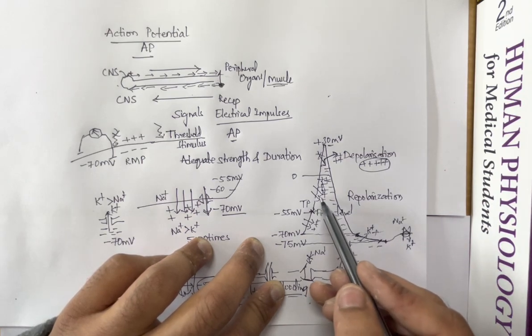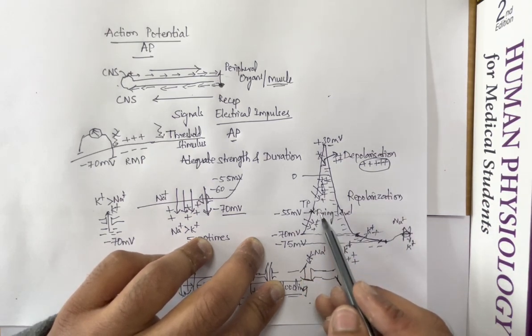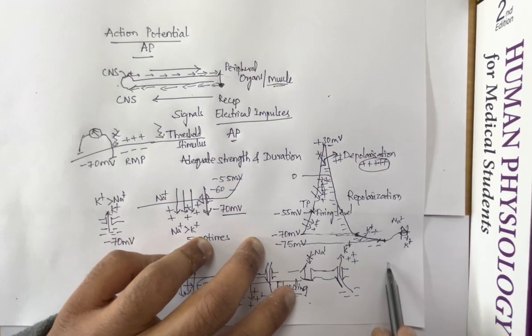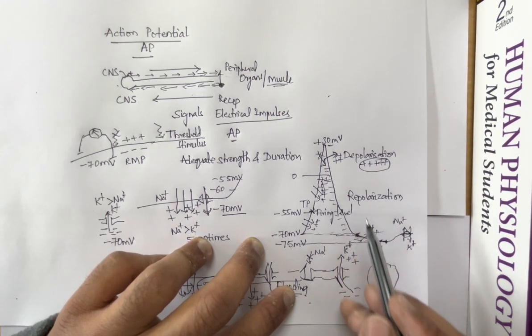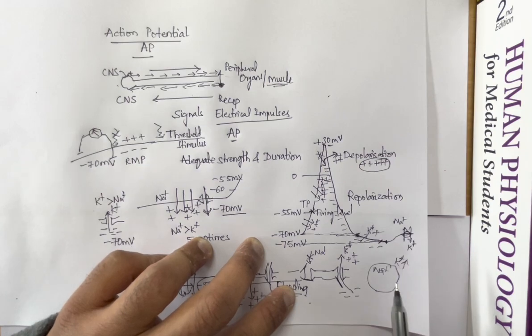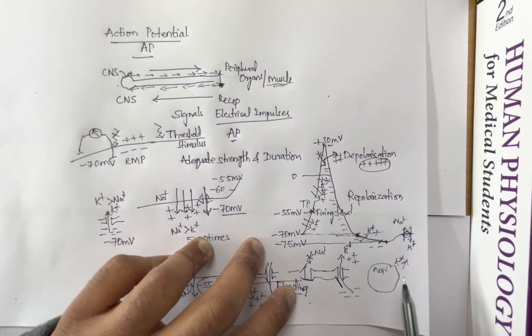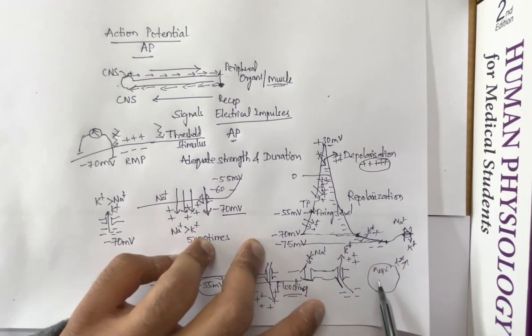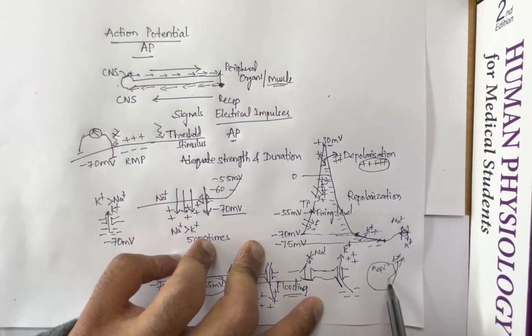So what is happening here? During depolarization, a lot of sodium has entered in. The concentration of sodium within the cell is increased. During repolarization, a lot of potassium has gone out. The potassium concentration in the extracellular fluid is increased. But as we all know, this potassium concentration should be restored. The potassium concentration should be more within the cell, and this is restored by the action of the sodium potassium ATPase pump.